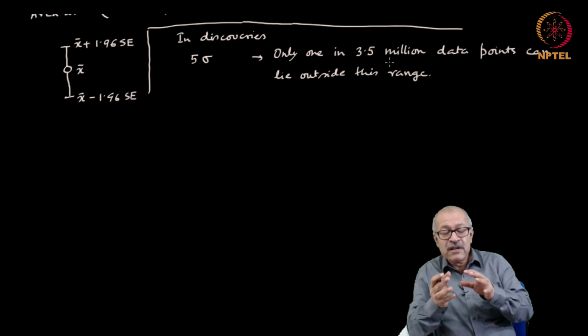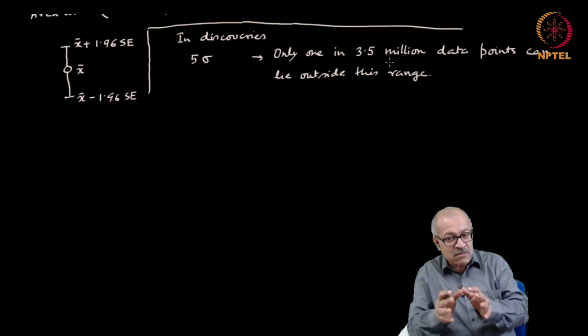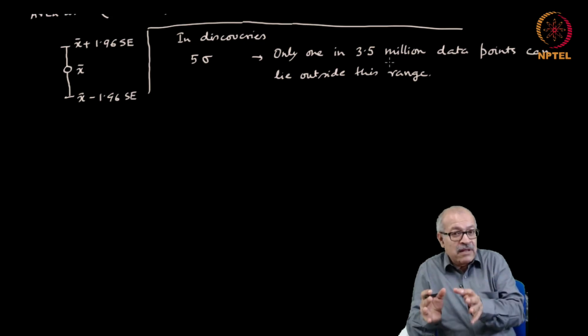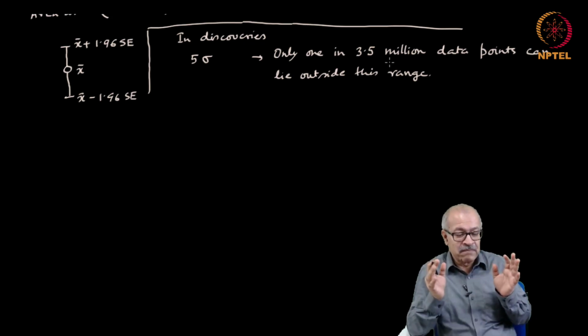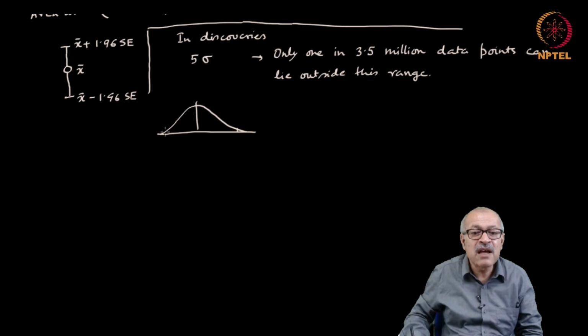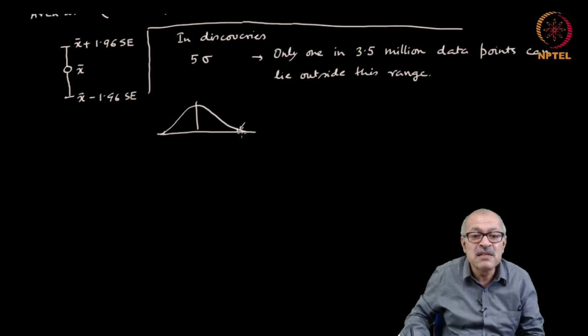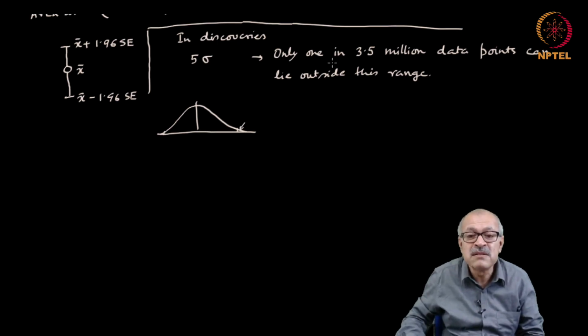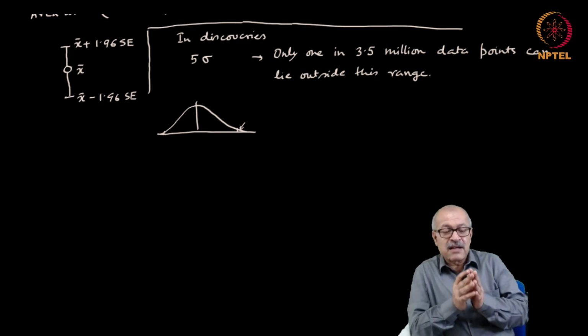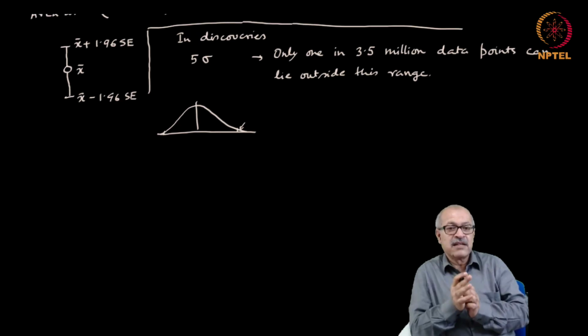That means, if the observation is caused by something that is not what is intended, then the probability of that happening is only 1 in 3.5 million. That means the area under the curve within 5 sigma is absolutely there. The amount that is remaining is only this much. So, that is the kind of demand in case of discoveries.